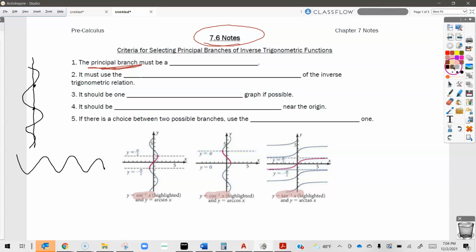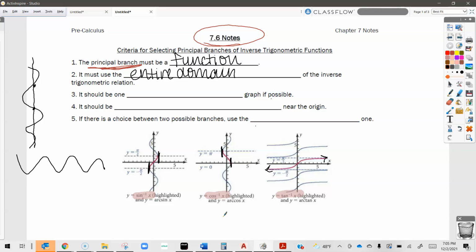The first criterion in how they selected which answers our calculator would give us is, of course, that we want the principal branch to be a function. Also, it must use the entire domain of the inverse trig relation. What that means is we want to be able to plug in ratios from -1 to 1. With sine and cosine, we have to go all the way to the left and all the way to the right of the graph. With tangent, that goes from -infinity to infinity, but we had to make sure that we use the entire domain.